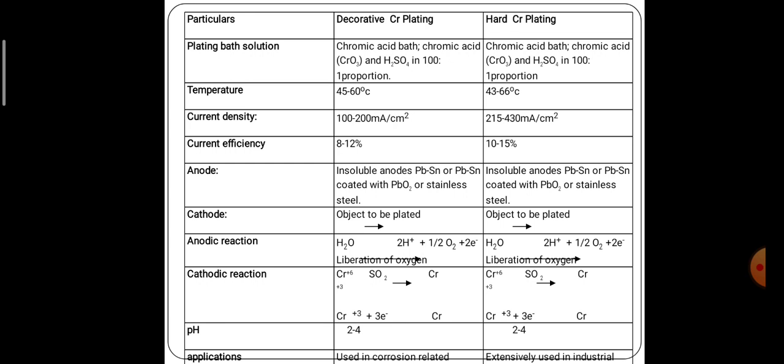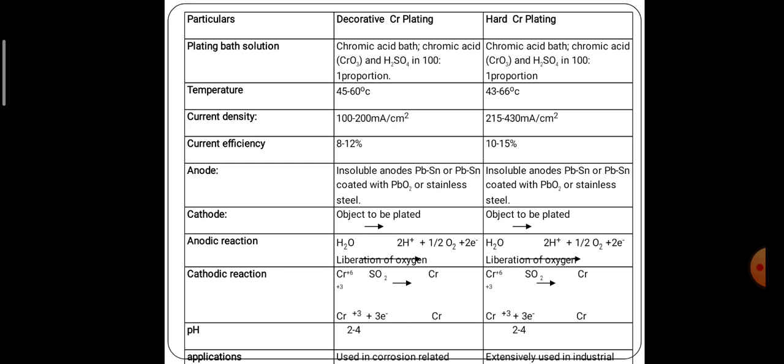In electroplating of chromium, there are two types of metal finishing we are applying. One is decorative chromium, another one is hard chromium. Depending upon the conditions, two types of coating take place on the surface of the base metal. Now we understand how to prepare the decorative chromium and how to prepare the hard chromium.